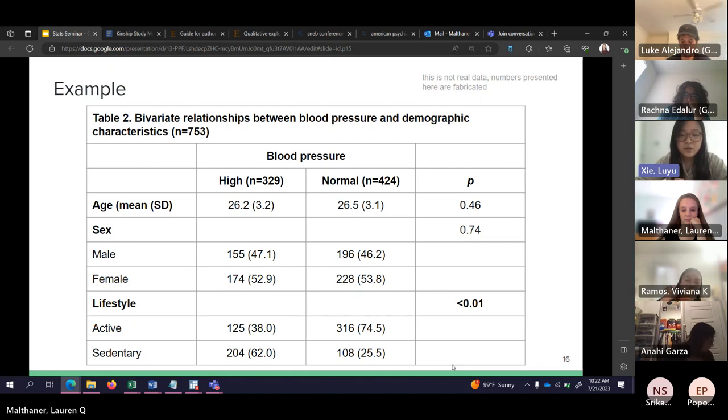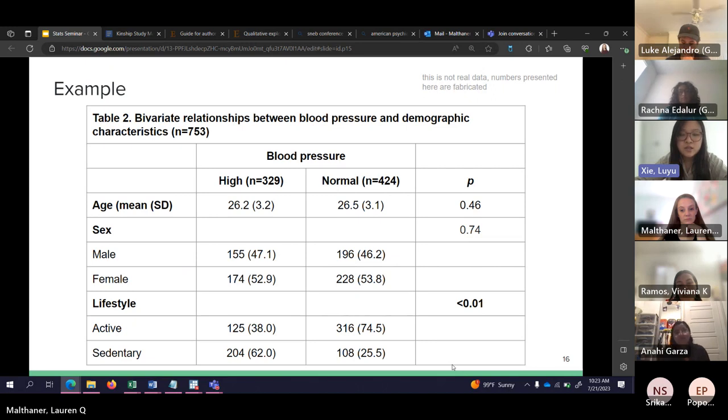But for the lifestyle, you can see in the high blood pressure group, 62% has a sedentary lifestyle, but in the normal blood pressure group, 25% has a sedentary lifestyle. So the difference was big. The p-value was less than 0.01, which is significant at the 0.05 level.